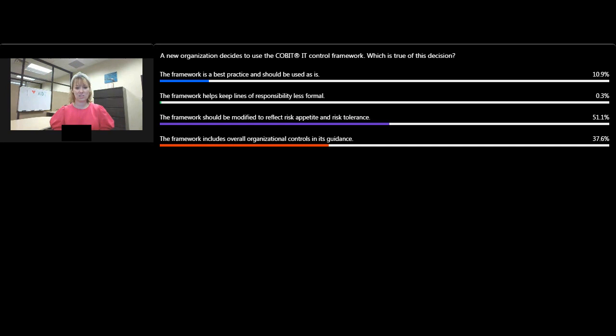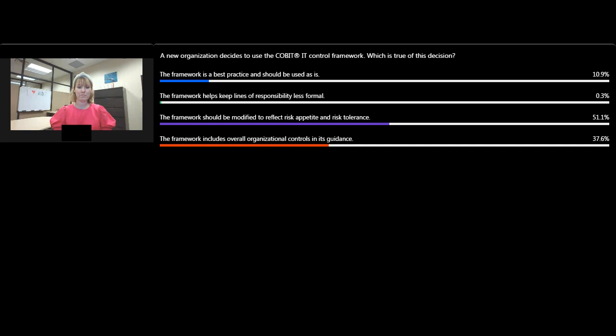C is correct because it indicates that we need to adapt that framework to suit the needs of the organization. So yes, the framework should always be modified to reflect risk appetite and risk tolerance. Risk appetite is the amount of risk an organization is willing to assume in order to pursue value. Some organizations may have a very low risk appetite. That would drive their governance processes as well as their controls. Other organizations may have a higher risk appetite, and that would drive their governance and their controls. They may have fewer internal controls in place if they have a high risk appetite because they're willing to take on more risk. And the risk appetite is set by the board of directors or the audit committee.